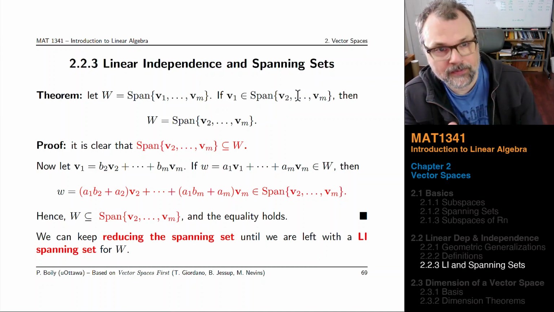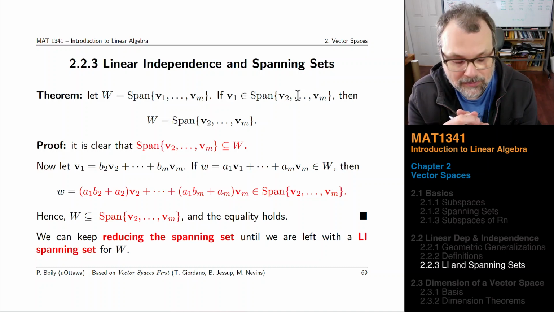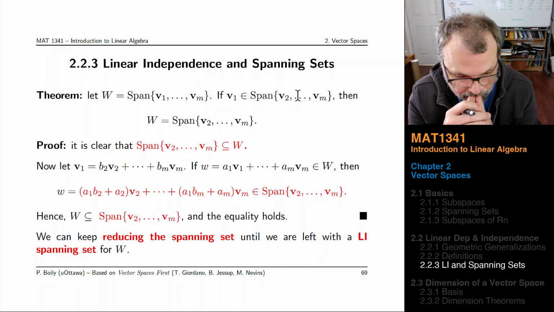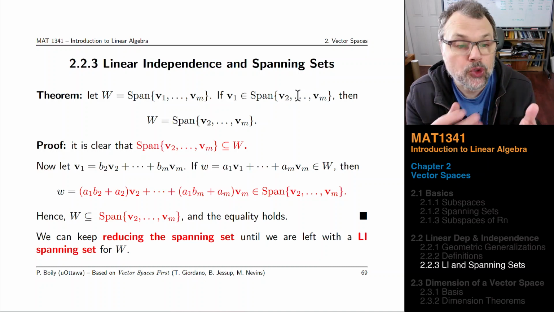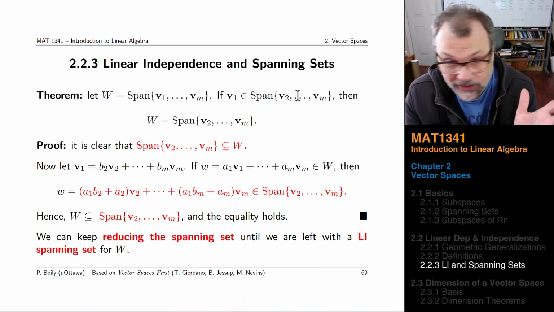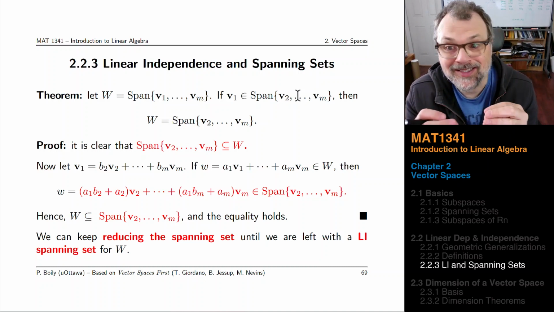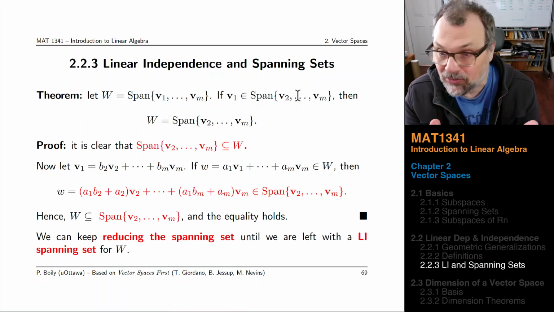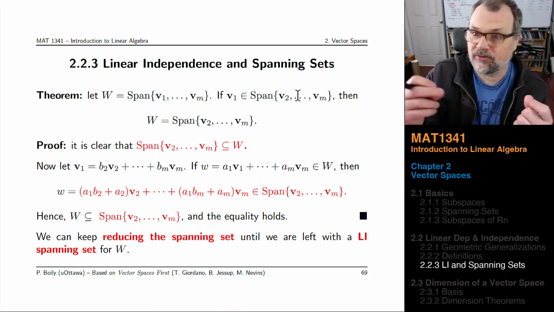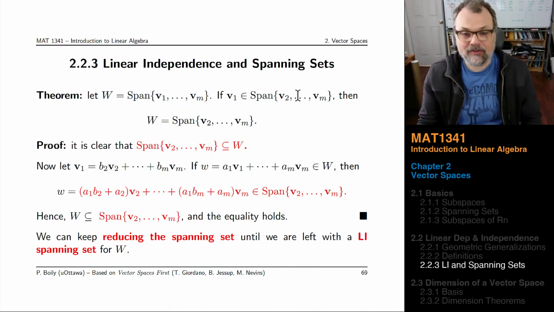What this is saying is that if you have a linearly dependent set that spans some vector space W, you can keep on reducing the spanning set, until you are left with a spanning set that only contains linearly independent vectors, but that still spans the same subspace W. You can remove redundant vectors to end up with a linearly independent spanning set for your subspace. That's a pretty powerful result.